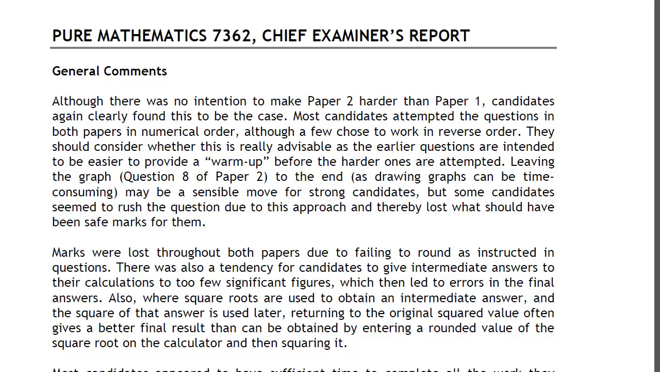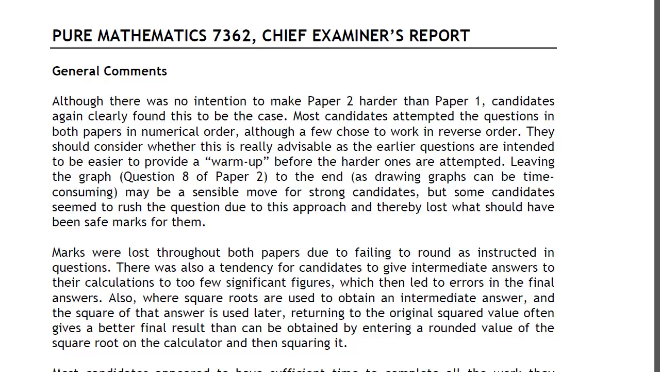After every exam takes place, the examiners publish their own report to give words of wisdom to the students who are going to take the test for the next term. And this is pretty useful in terms of how to get the marks and how to get the maximum mark, how to present your work properly.